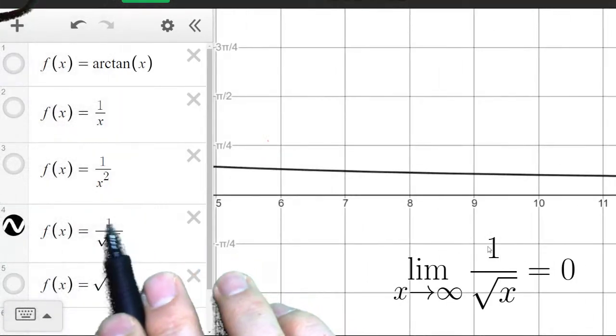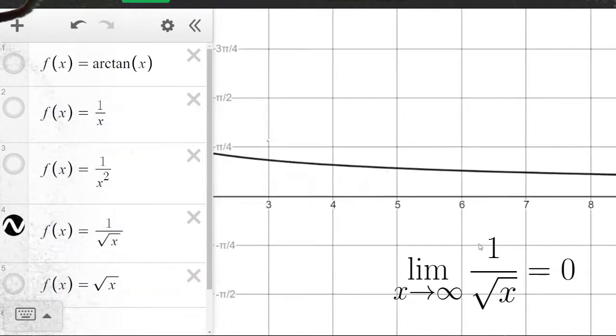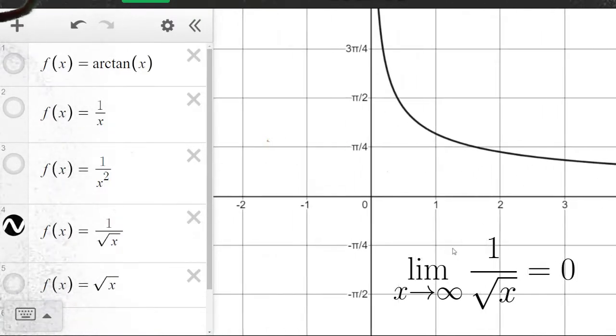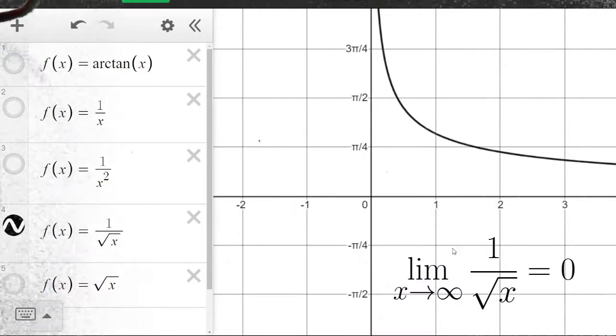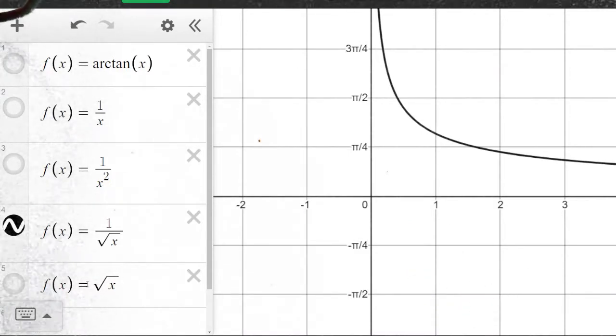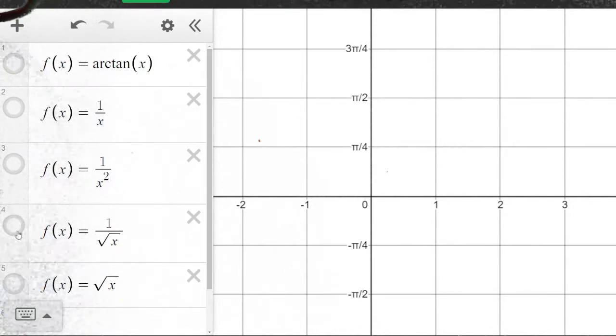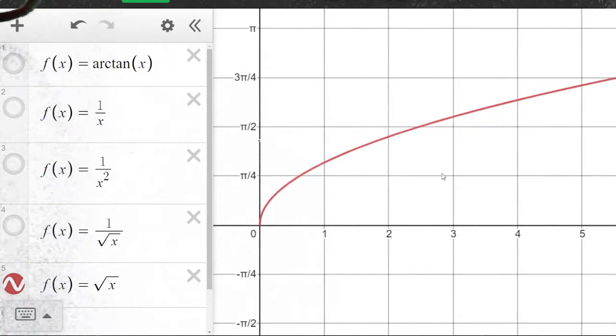Provided that the numerator doesn't change, right? So 1 over square root of x goes to 0 as well. And you don't see a graph to the left, of course, because you can't plug in negative values for x here. Now, what about just square root of x? What if I just wanted to take the limit as x goes to infinity of root x? What would that do? Well, now I'm not dividing, right?